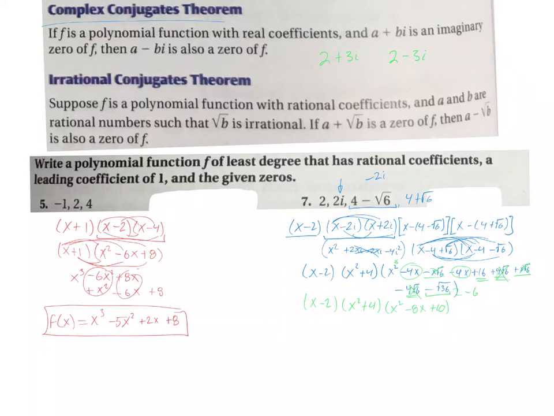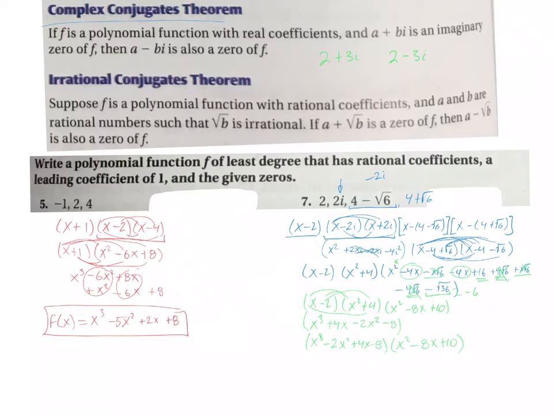Let's FOIL these first two here. So this is going to give me x cubed plus 4x, inner minus 2x squared, last minus 8. I'm just going to put those in order. x cubed minus 2x squared plus 4x minus 8 times that x squared minus 8x plus 10. Alright, let's see if we can put this in here.